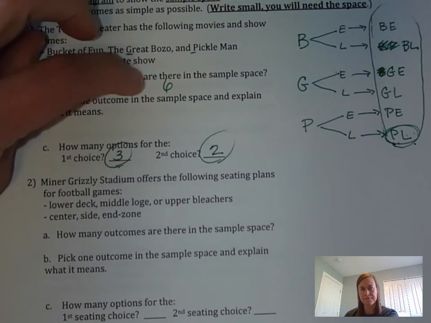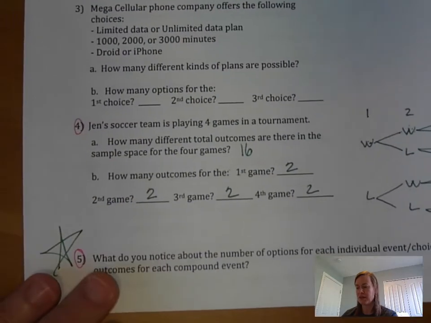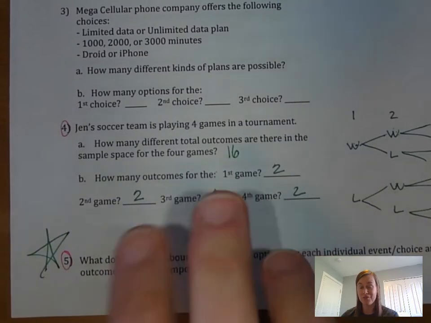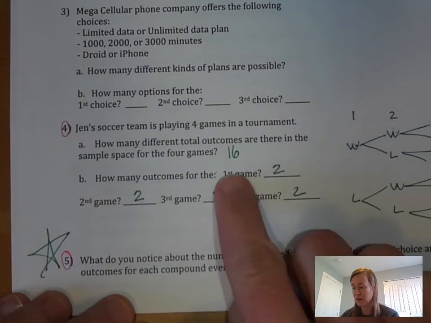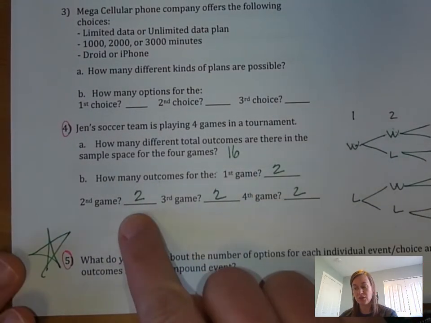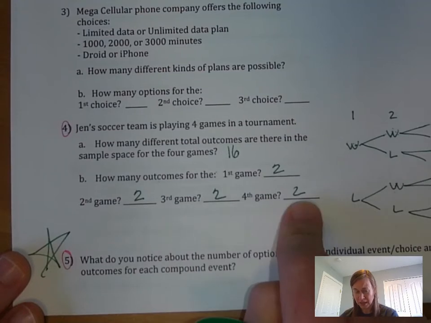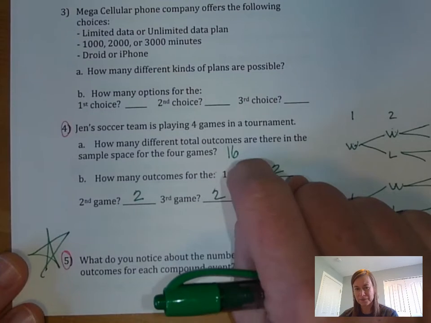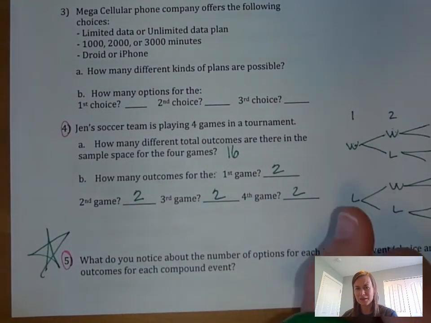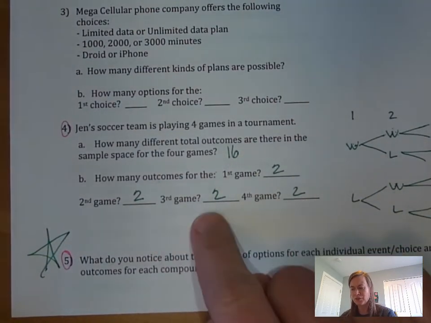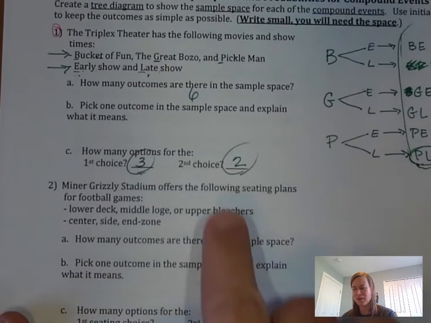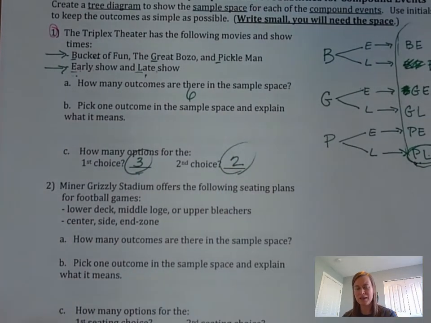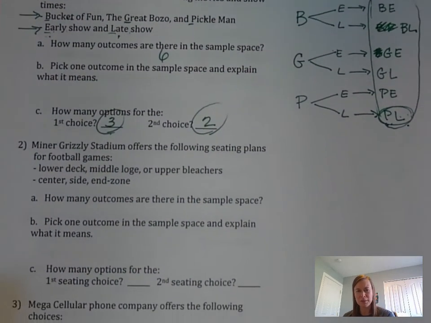All right, so what about down here? This is much more complicated. You've got 4 different events happening. First game 2, second game 2, third game 2, and fourth game 2. And all of those together give us 16. Are we adding the numbers together? 2 plus 2 is 4, plus 2 is 6, plus 2 is 8. No. And 3 plus 2 is 5. So we're definitely not adding the numbers together. Any other ideas what we might be doing?